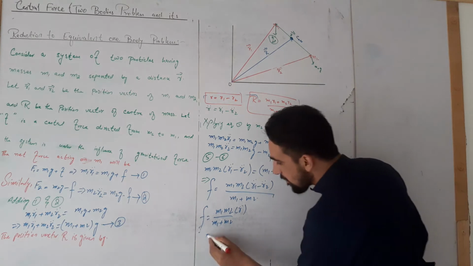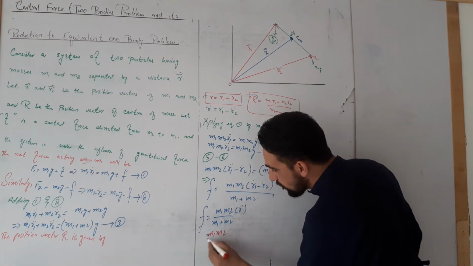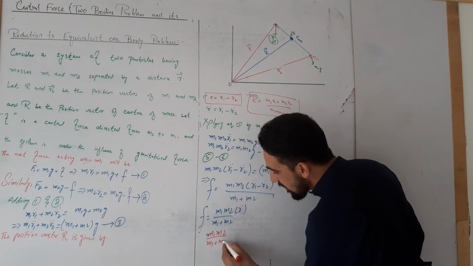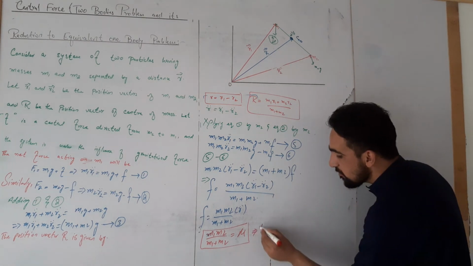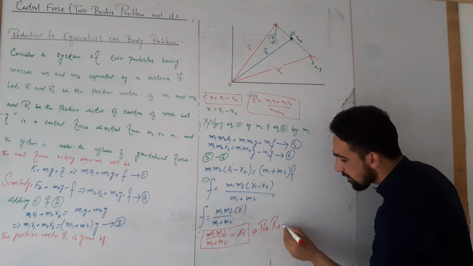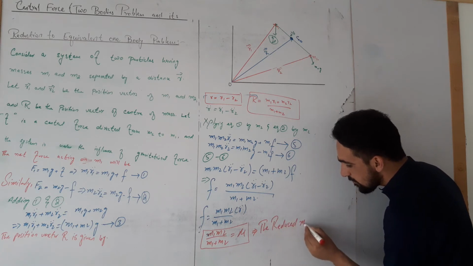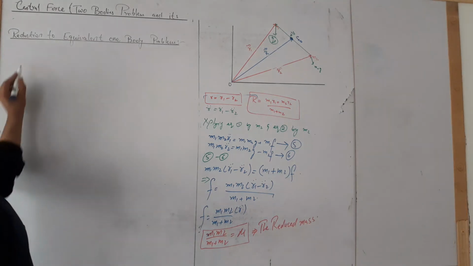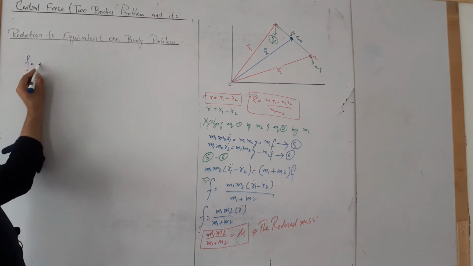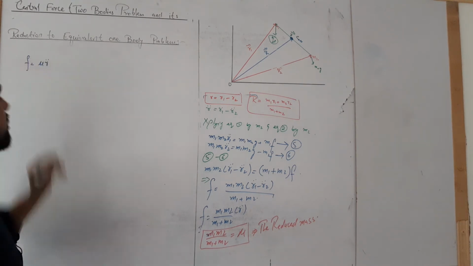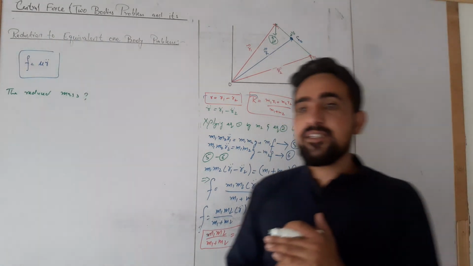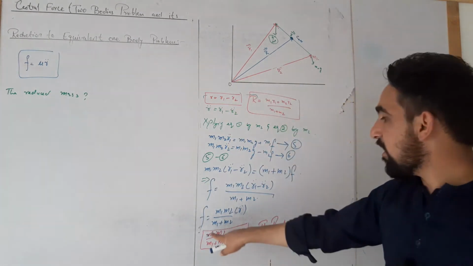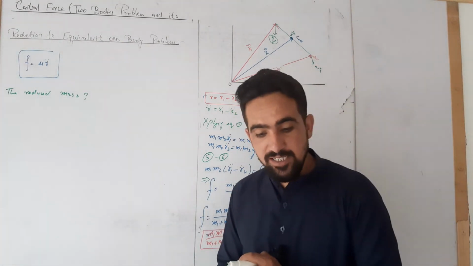Let us represent this term m1 m2 divided by m1 plus m2 as mu. This term is called the reduced mass. F is equal to mu r double dot. This mu is the effective inertial mass. It means that the total inertia of the system will depend on m1 m2 divided by m1 plus m2.